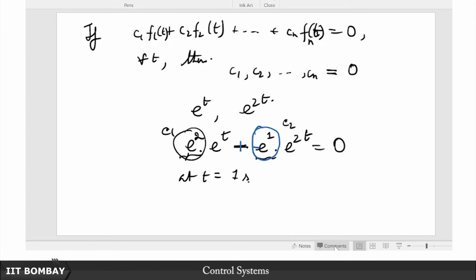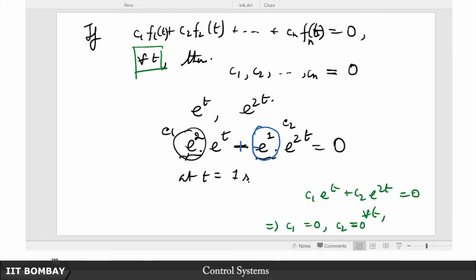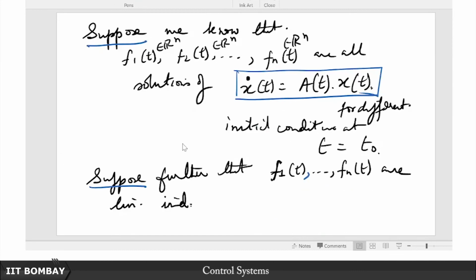No, it has to be true for every t, remember. This part is very crucial: it has to be true for all t, and the moment you choose some other value of t, obviously it is not true. If you want C1 e to the t plus C2 e to the 2t to be equal to 0 for all t, then that will only imply that C1 has to be equal to 0 and C2 has to be equal to 0. You can try proving this. So therefore these are linearly independent.